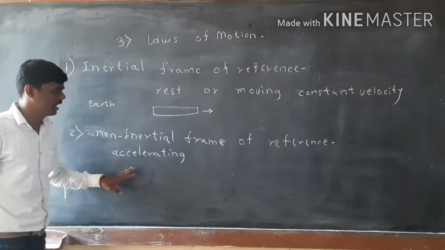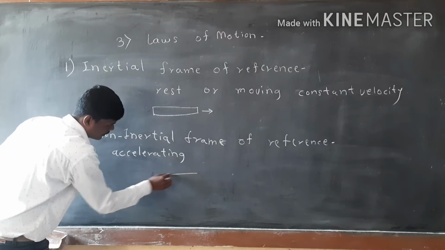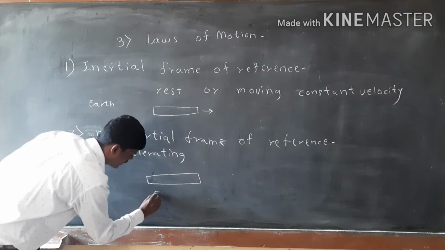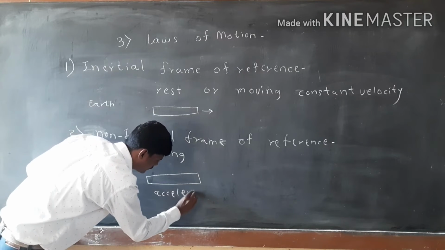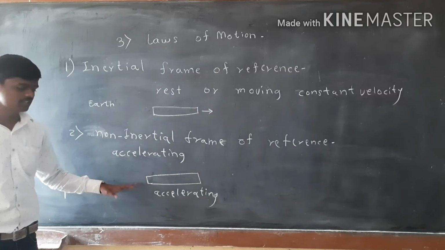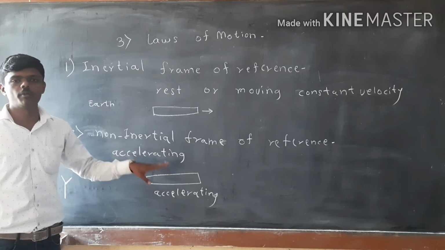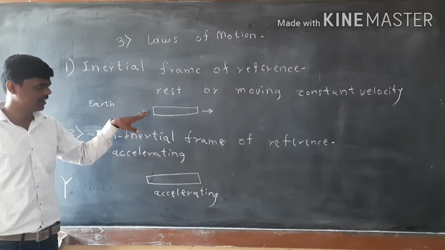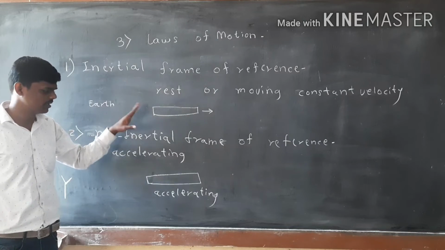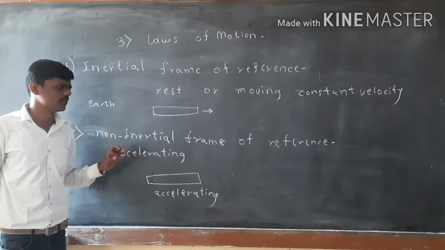For example, let's take this train moving with constant velocity. Now it will accelerate, and as it is accelerating, it will change its velocity, and hence it has become a non-inertial frame of reference. When the train was moving with uniform velocity, it was an inertial frame of reference. But when the train is accelerating, it is a non-inertial frame of reference.